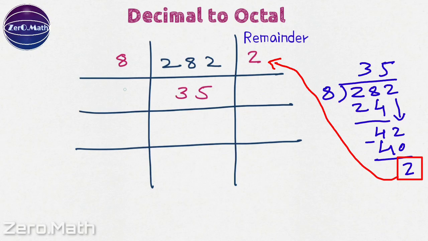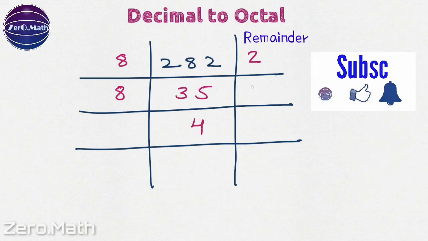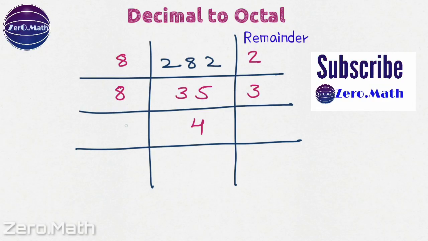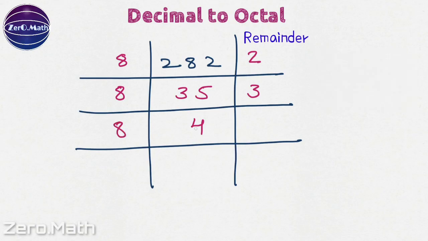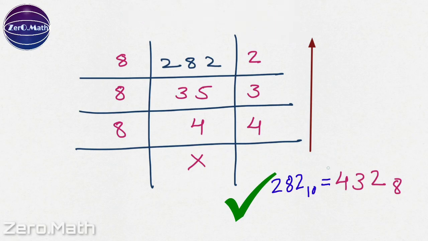Now let's divide 35 by 8. So 8 fours are 32, remainder will be 3. How many 8 can go into 4 now? It's nothing. Hence 4 will be the remainder. Now we will write this number from bottom to up to represent it in the octal form. So let's write it down: 432 to the base 8, which means 282 base 10 equals 432 base 8.